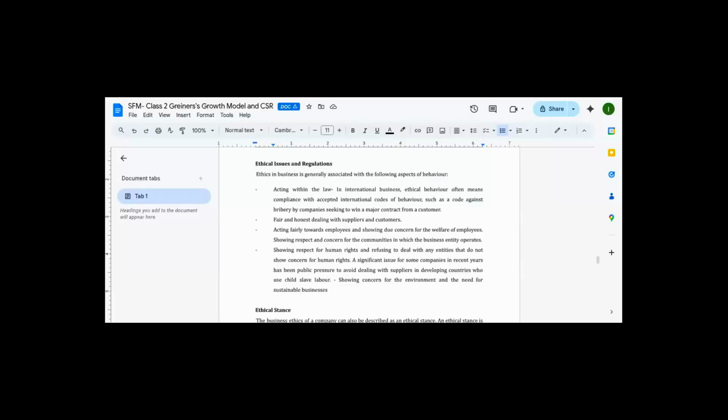Another ethical stand is acting fairly towards employees and showing due concern for their welfare. We have to contribute immensely to the employees' career growth and their welfare. We have to motivate them, and pay them a salary that commensurates with their input and effort. We must show concern for their career growth too, and not just productivity.